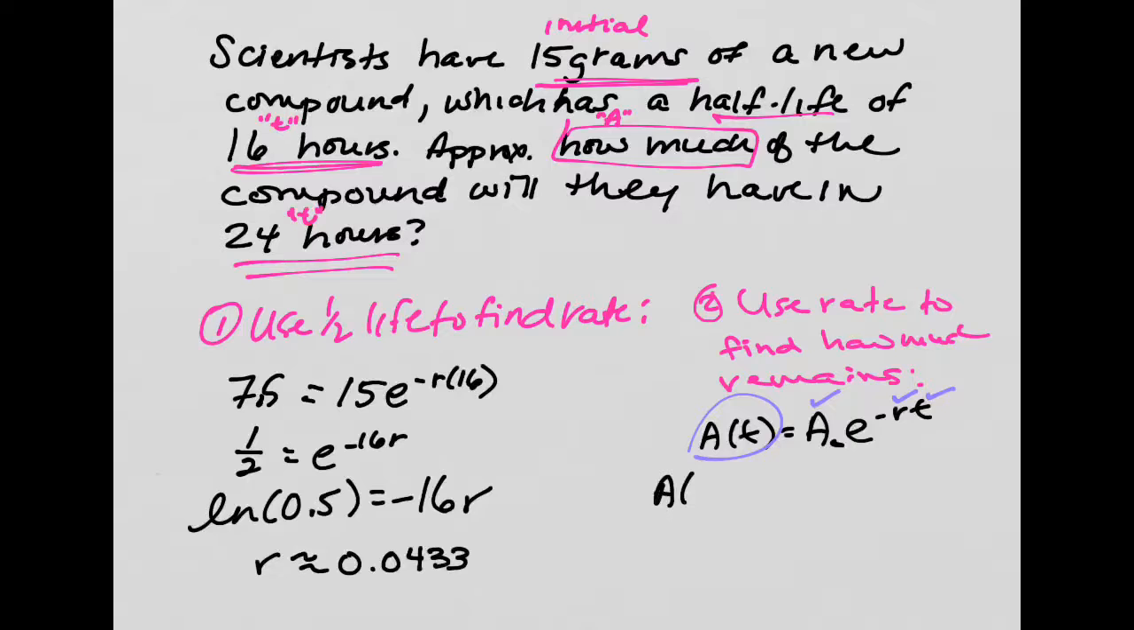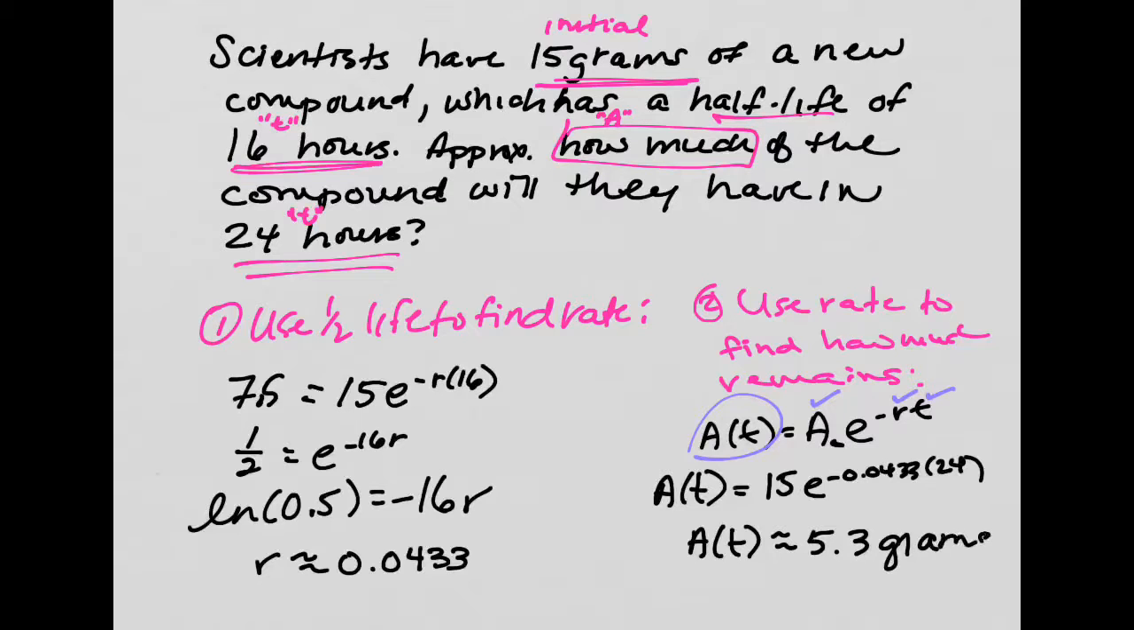So A of t, or just A, is equal to 15 e to the negative 0.0433 times 24. And this I'm just going to plug right in my calculator. 15 e to the negative 0.0433 times 24. And it looks like it's approximately 5.3 grams.